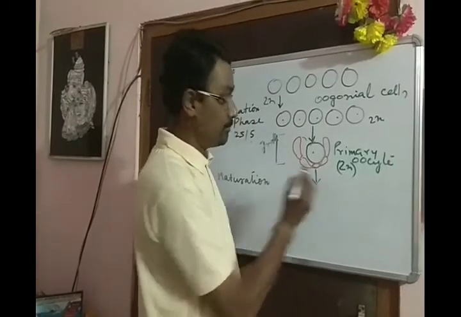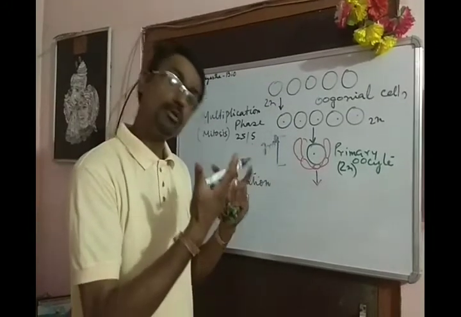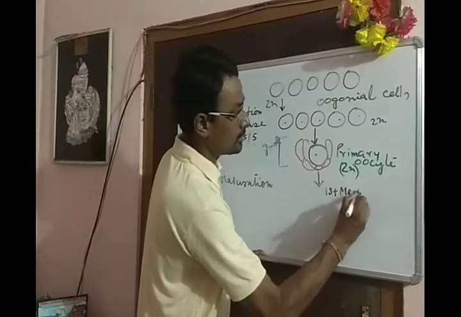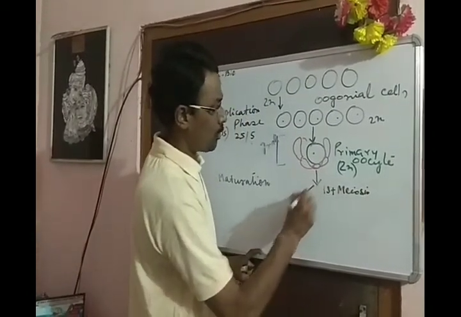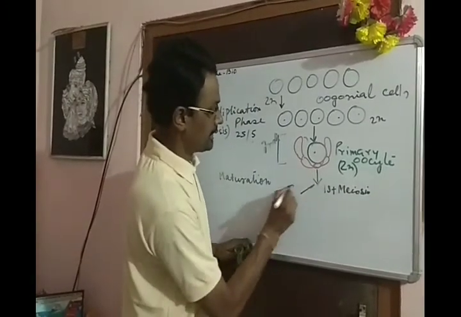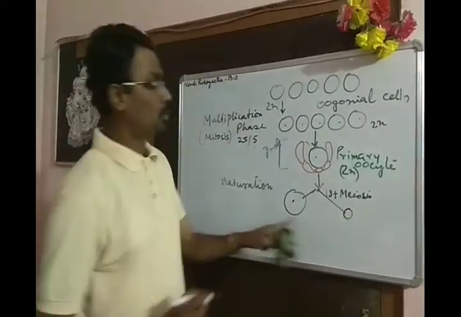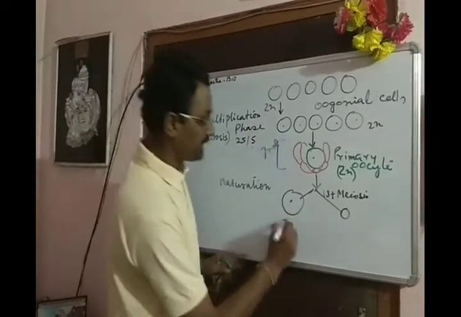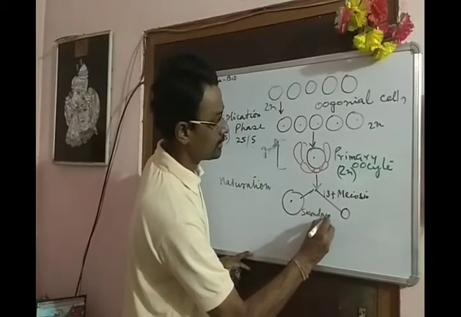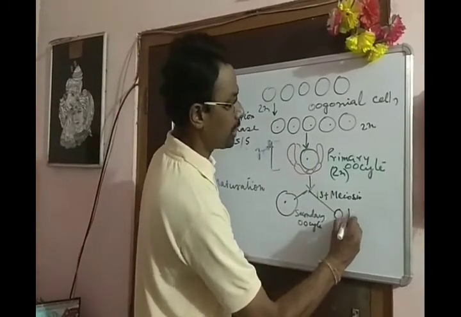The primary oocyte, what happens? It divides. Meiosis, there is how many phases? Two phases. Meiosis 1 and what? Meiosis 2. Now what happens? In the first meiosis, you see, there is the occurrence of two unequal cells. This is the primary oocyte. This is called what? Secondary oocyte. This one is called the polar body.